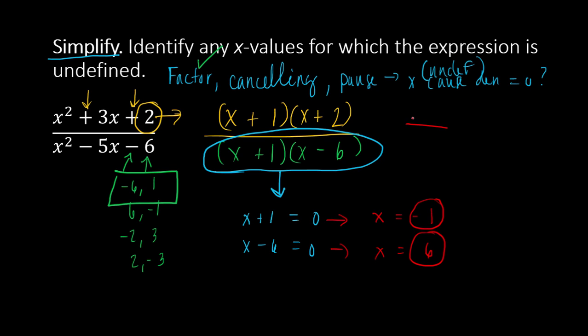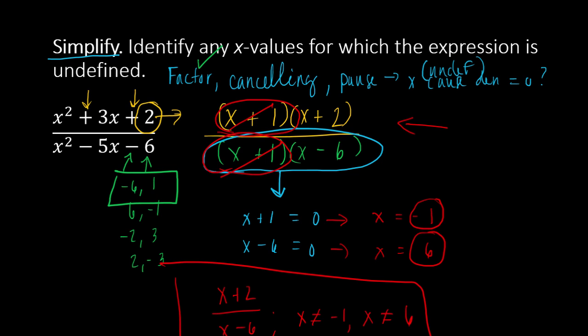So reconsidering this factored expression, I see that I have x plus 1 as a factor in the numerator and the denominator, so I can cancel it out. And my final answer would be x plus 2 over x plus 6 is my simplified expression, where x cannot equal negative 1 and x cannot equal positive 6. So again, I have my simplified expression, and I have identified the values for x that would cause the expression to be undefined.